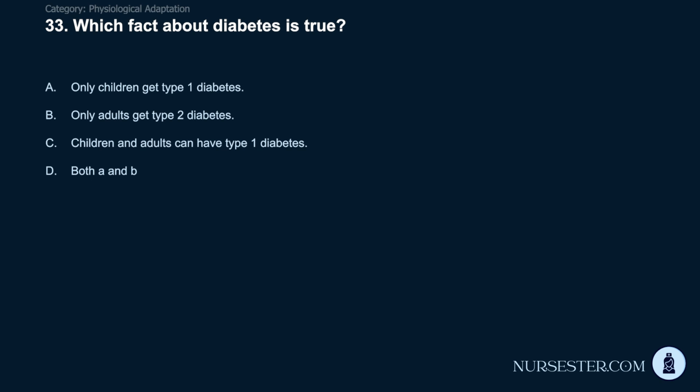33. Which fact about diabetes is true? A. Only children get type 1 diabetes. B. Only adults get type 2 diabetes. C. Children and adults can have type 1 diabetes. D. Both A and B. Correct answer, C. Children and adults can have type 1 diabetes.